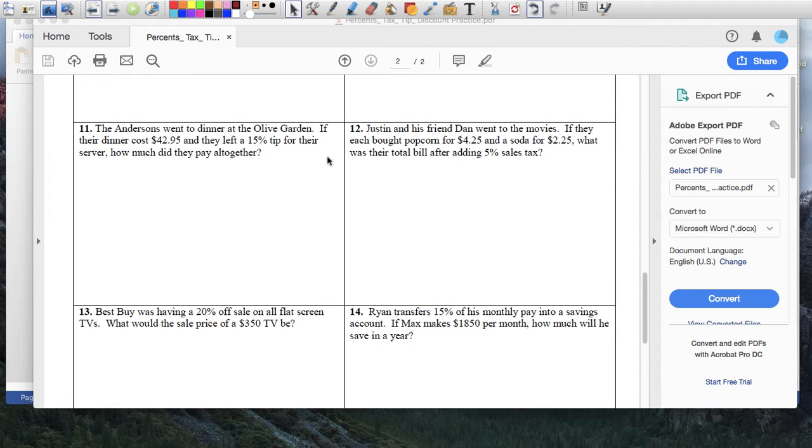11. The Andersons went to dinner. Their dinner cost this much, and they left a 15% tip. How much did they pay altogether? So again, they have to pay 100% of their bill, and 100% of their bill is $42.95, right? So they're definitely paying 100% of the bill. It's 1 as a decimal, right?